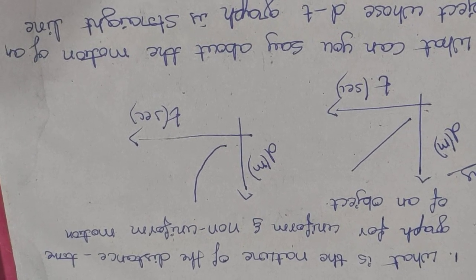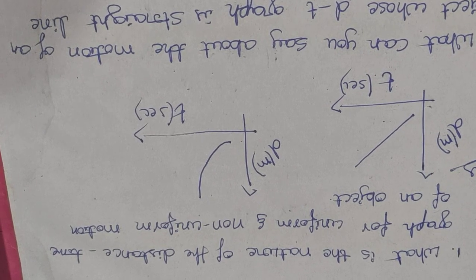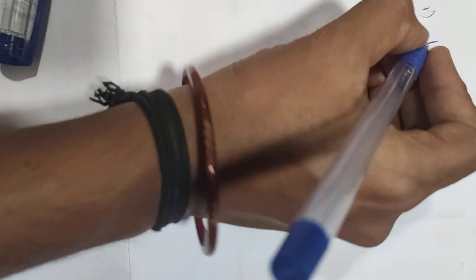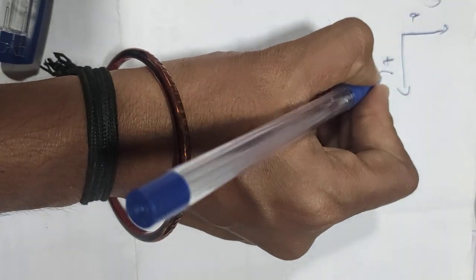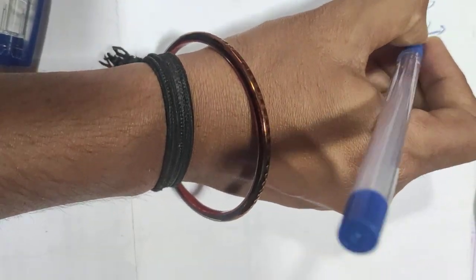So the first question is, what is the nature of a distance-time graph for uniform and non-uniform motion of an object? Here they are asking about the nature of the graph, that is, distance versus time. We already know that time is taken along the x-axis and distance along the y-axis, time in seconds and distance in meters.